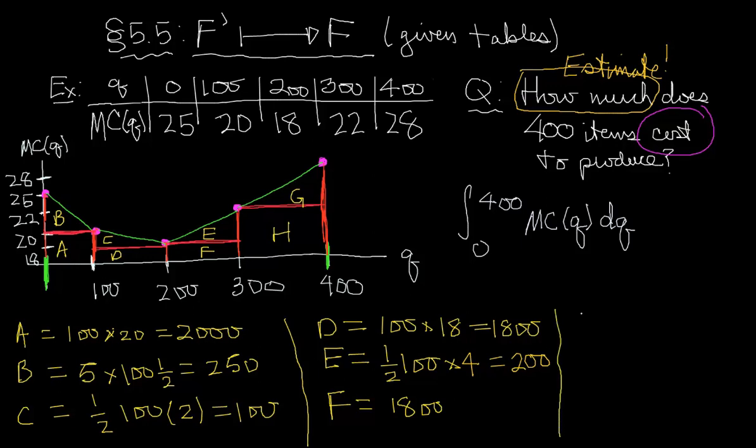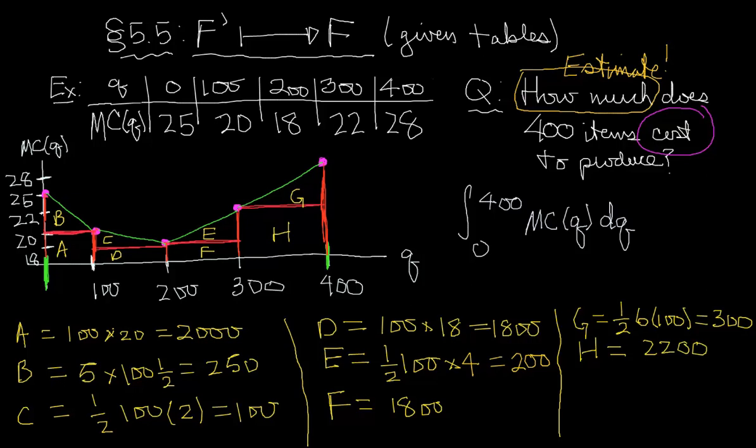Let's go to G and H. G is a triangle. Its base is 100. Its height is 28 minus 22, and so that's going to be 6. So 1/2 times 6 times 100, that's going to be 300. And then H, that's a rectangle, base is 100, and the height is 22, so that'll be 2,200.